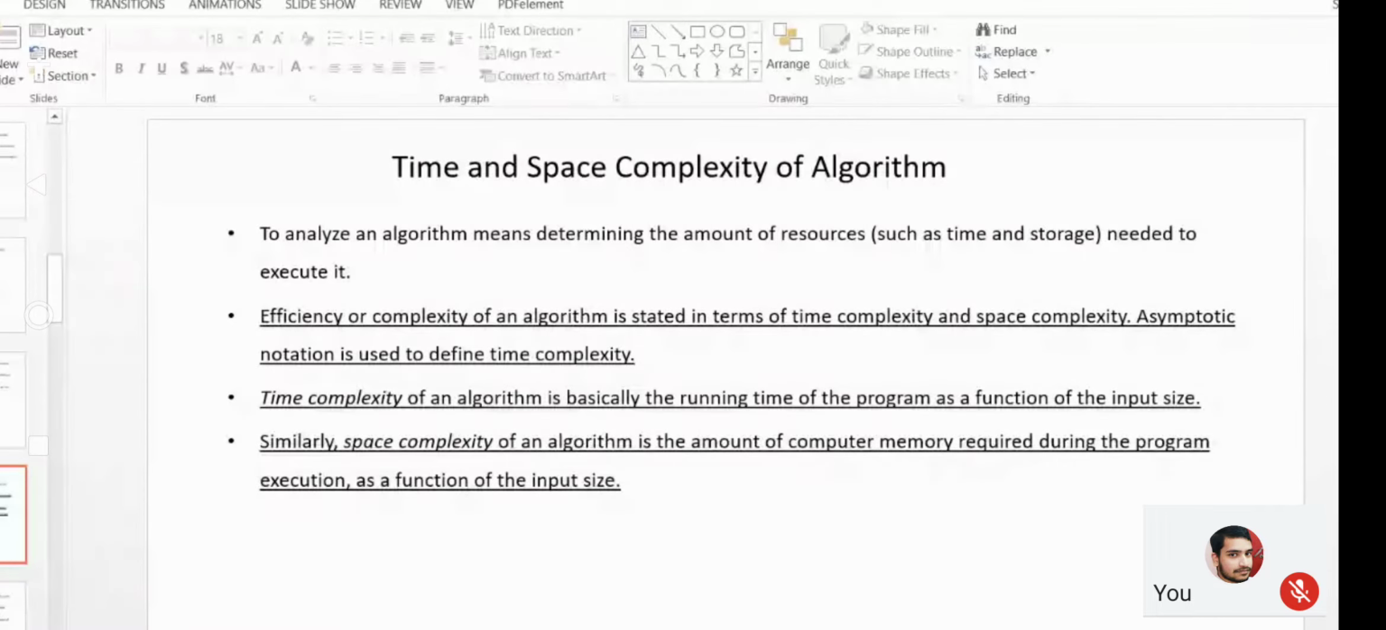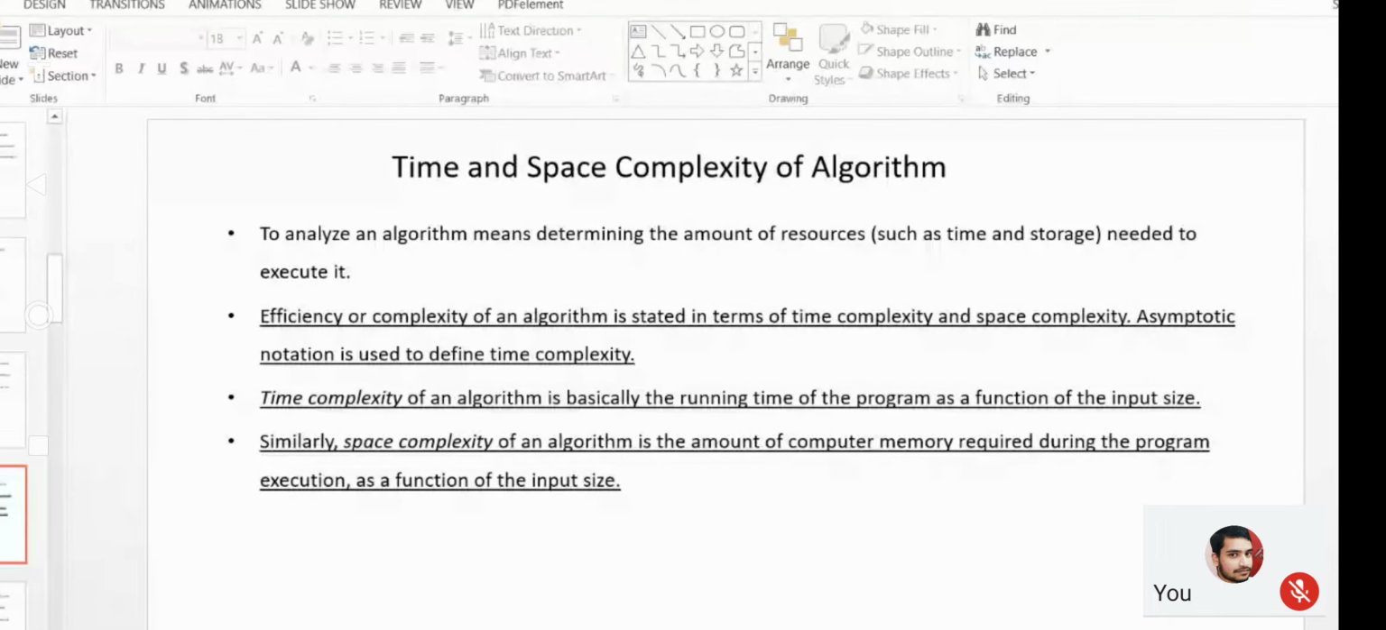So what is the best case? Today I am giving you the assignment and you can solve the assignment and submit it by today. So this is the minimum time. So best case means minimum time to execute the program. Worst case means maximum time to execute the program. And average case is in between minimum and maximum. That is average case time complexity.